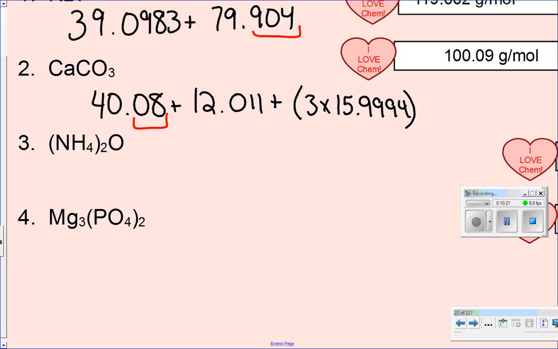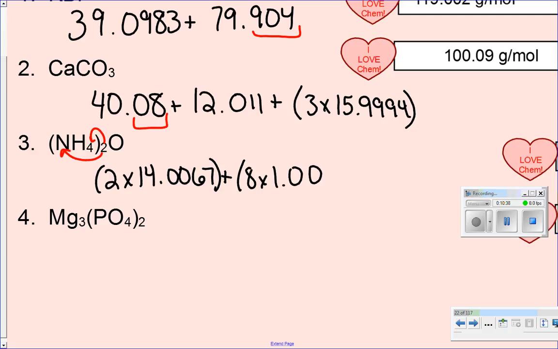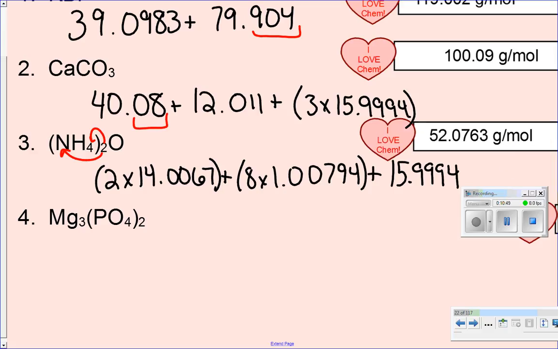The next one with the ammonium, because we have this 2 right here, we have to remember that that goes to each of the things inside the parentheses. So for nitrogen, we're doing 2 times 14.0067. For hydrogen, 8 times 1.00794. And we have our one lonely little oxygen, which is 15.9994. If we add all those together, you should get 52.0763 grams per mole. And this is actually limited by a lot of decimals here, so I guess we're limited by that guy, or really oxygen on this one.